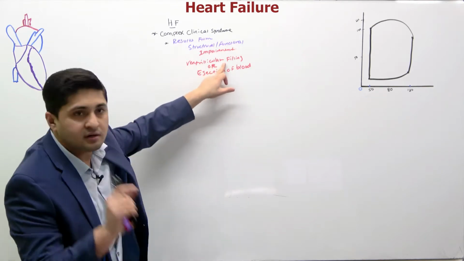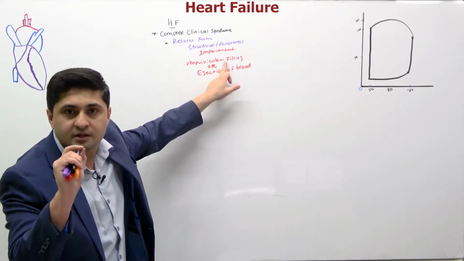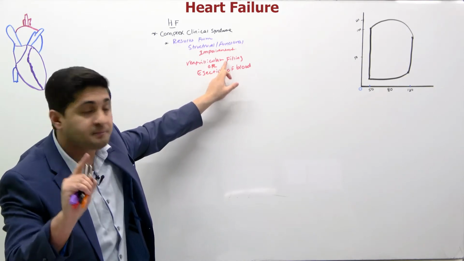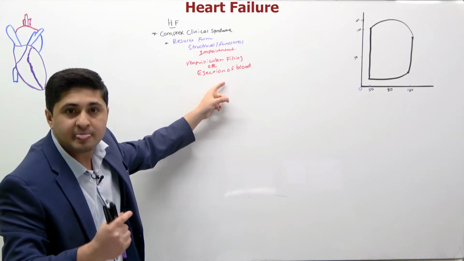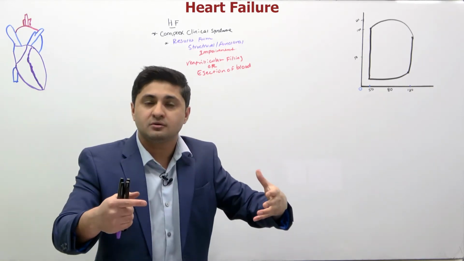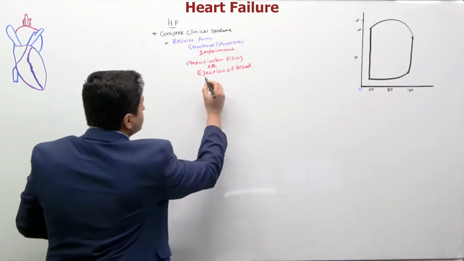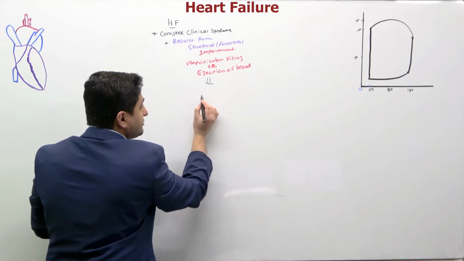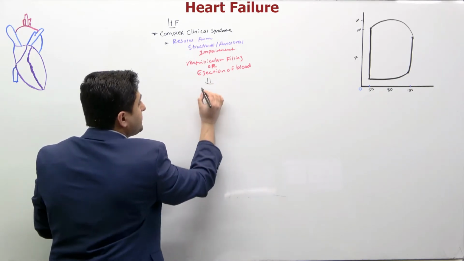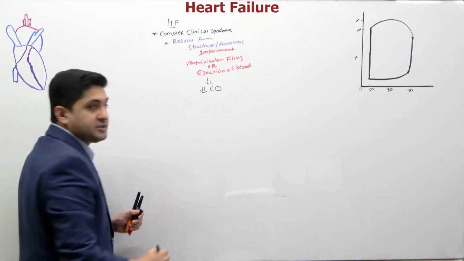Which causes impairment in ventricular filling, meaning the diastolic filling is a problem, or there is a problem with the ejection of blood. What is the ultimate result? Either ventricular filling or ejection of blood is a problem, and that causes a decrease in cardiac output.